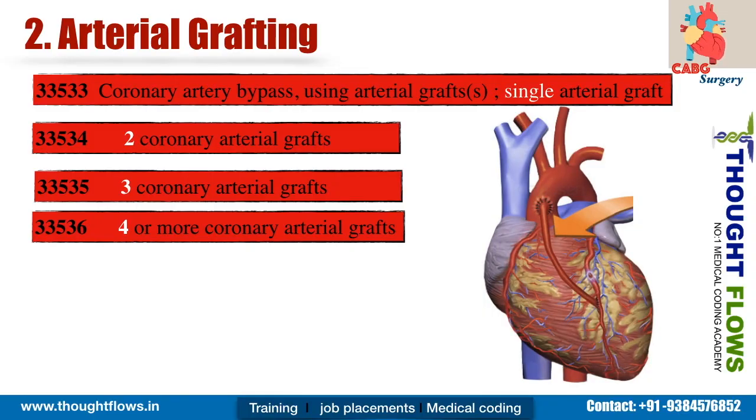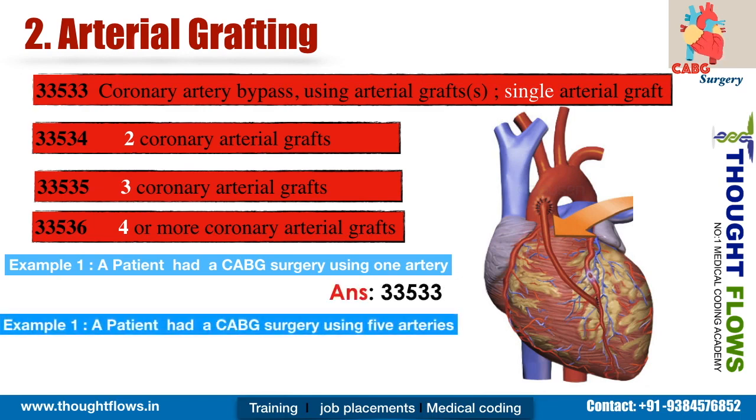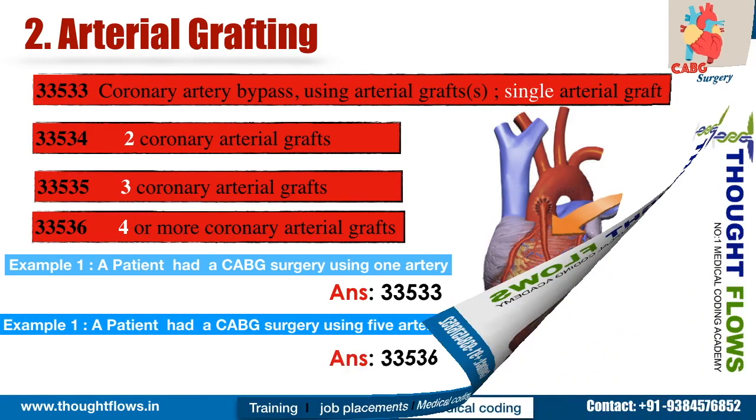Let's see with some examples. If the patient is having CABG with single arterial graft, then the answer is 33533. And if the patient is having 5 arterial grafts for CABG, then the answer will be 33536.